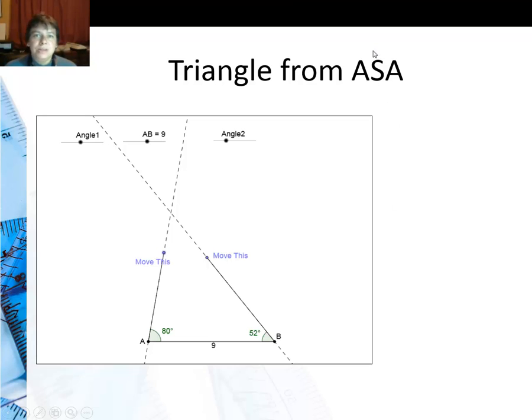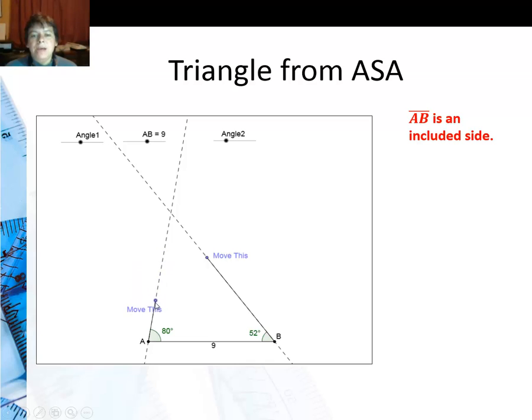Now, the important thing to know is that side, remember we learned in side, angle, side, the one in between needs to be included. So it needs to be right in between the two angles. It can't be separated. So you can see that AB here is the included side. It's touching both angles. It's not separated. And the question is, how many different triangles can you make?